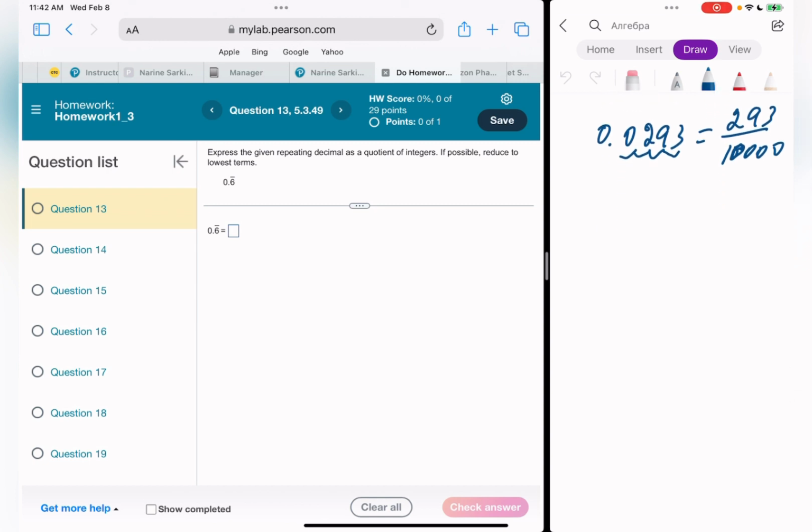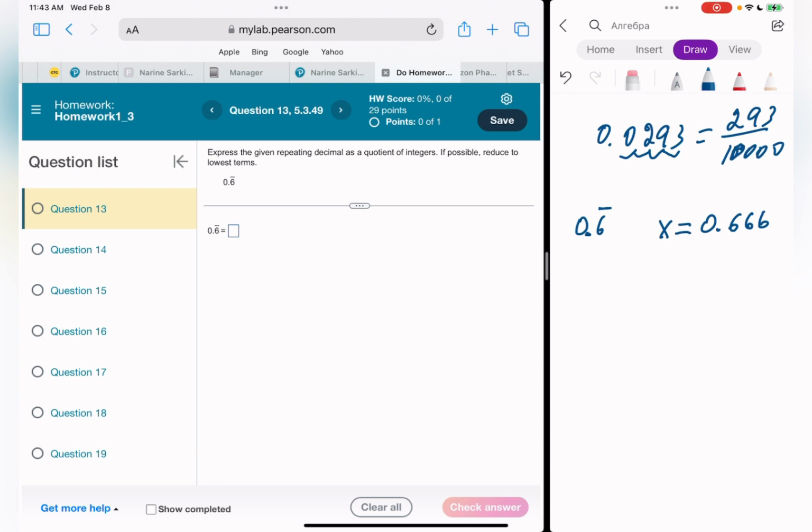All right, we have 0.6 repeating. That means 0.666, right? This is how we're going to solve. I will explain it once, but then I will give you a shortcut. Since we have 0.6 repeating, I'm writing down number x is equal to 0.6 repeating, which means 0.666, for example.